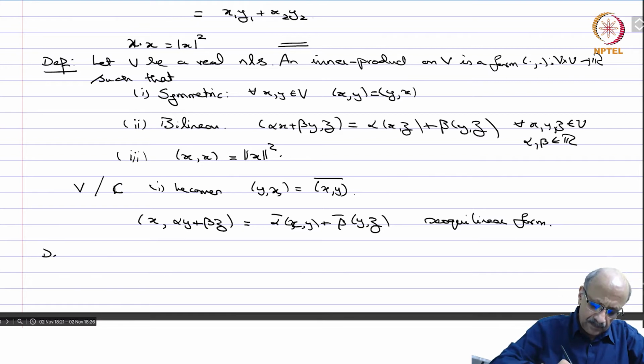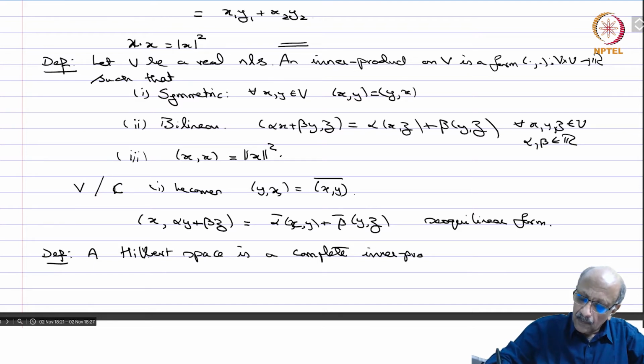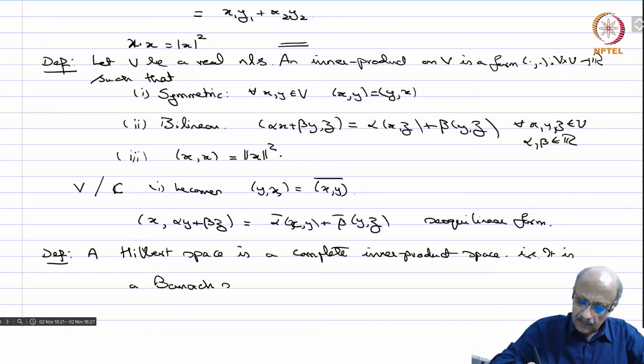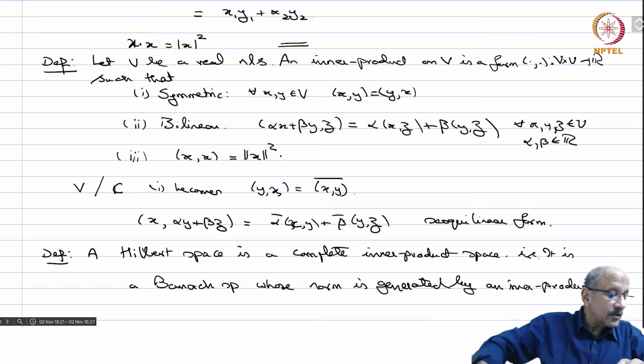Okay, so definition: a Hilbert space is a complete inner product space. That is, it is a Banach space whose norm is generated by an inner product. Okay, so now time for examples.